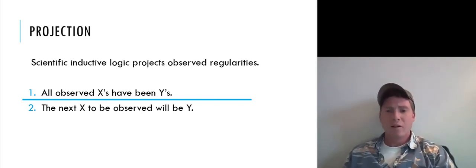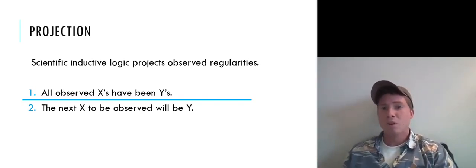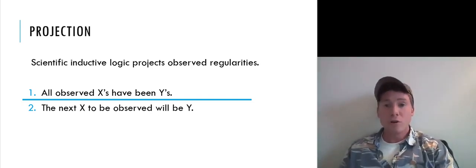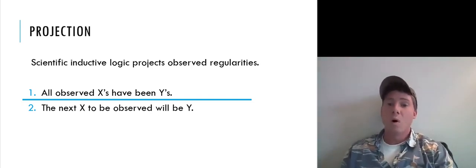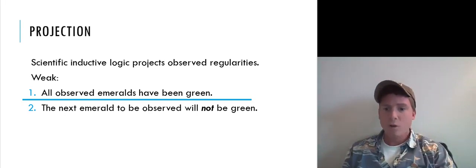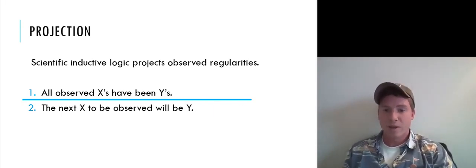So I think that, in general, we have this sort of formal argument pattern we're employing. We have a premise that states that all observed x's, all observed members of some class, have been y's. They've had some property, they've been members of some second class. And then we conclude that the next x we observe will also be a y. An example of this sort of argument would be exactly the argument we had before: all observed emeralds have been green, therefore the next emerald to be observed will be green. And this is just the formal argument structure that we have, okay?